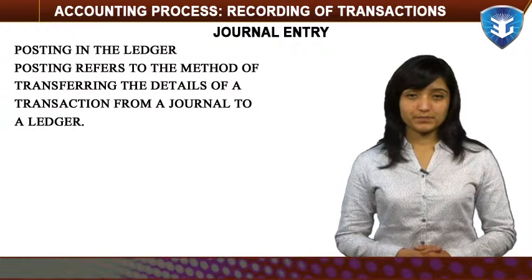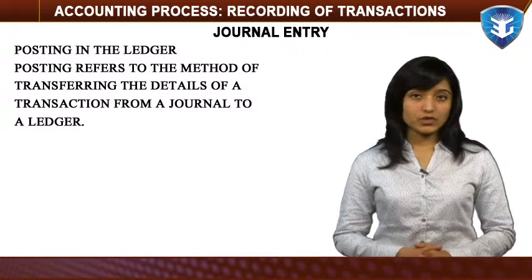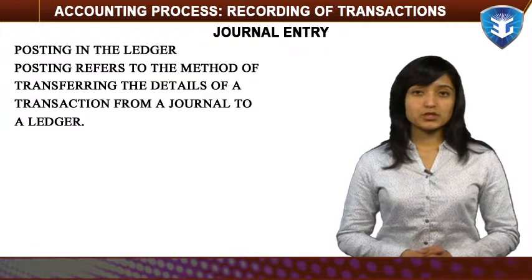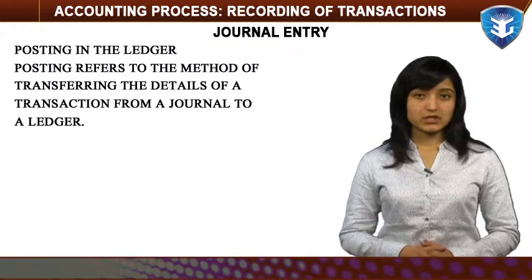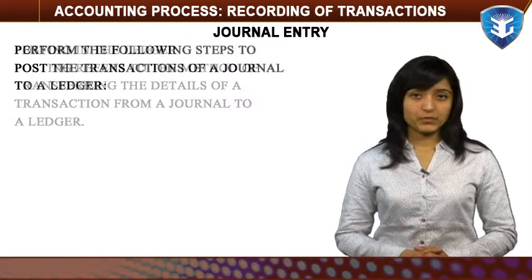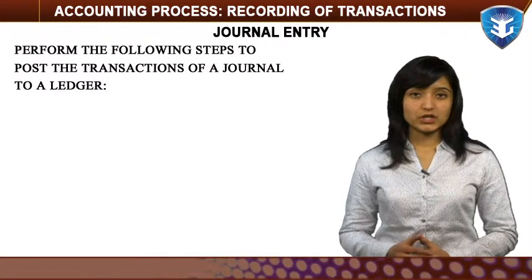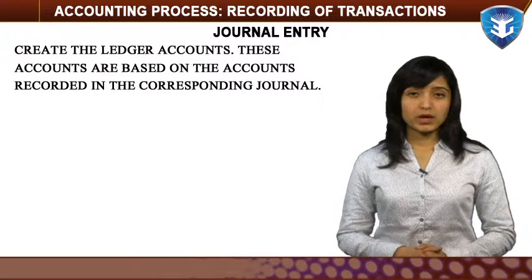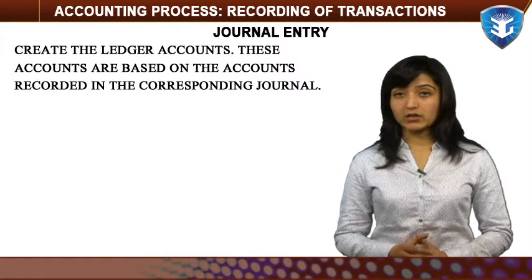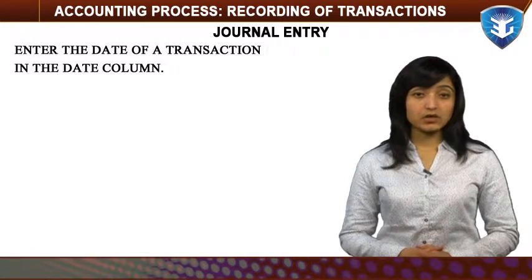Posting in the ledger. Posting refers to the method of transferring the details of a transaction from a journal to a ledger. Transactions are posted to a ledger periodically, such as weekly or monthly, according to convenience. Perform the following steps to post the transactions of a journal to a ledger. Create the ledger accounts. These accounts are based on the accounts recorded in the corresponding journal. Enter the date of a transaction in the date column.